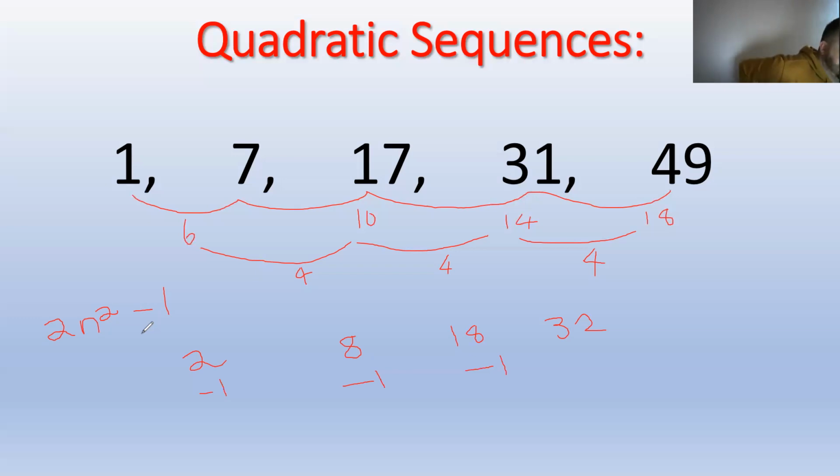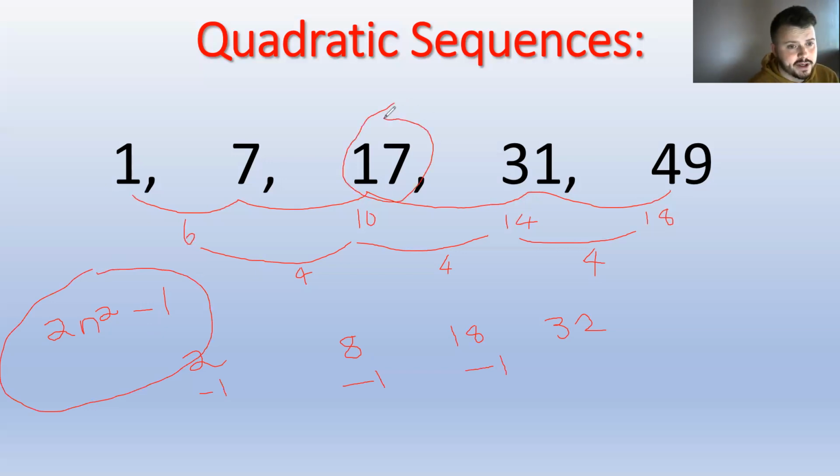Okay, let's see if this nth term makes sense with our sequence. Okay, let's go for the third number of the sequence. So I'm going to replace n with 3. So 3 squared is 9. 2 9s is 18. Subtract 1 is 17. So the nth term makes sense. We know this is correct.